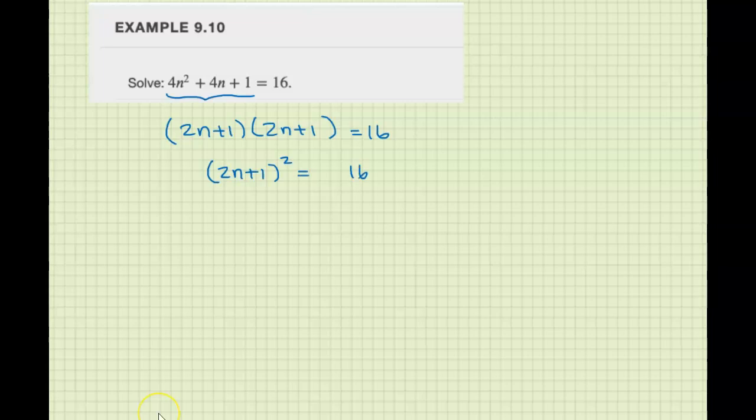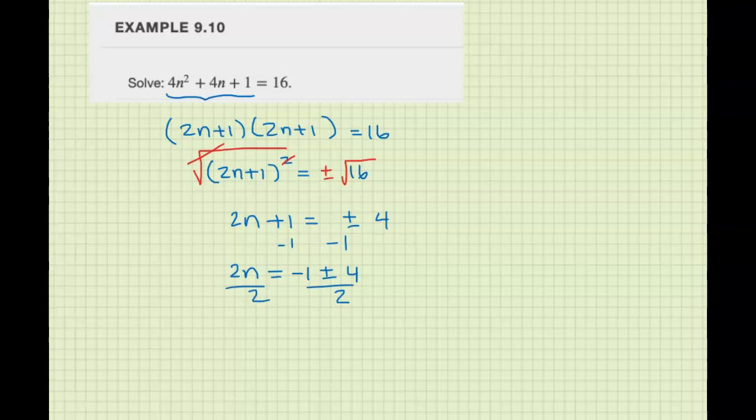All right, so we're going to take the square root of this, equals plus or minus the square root of 16. Cancel out the square, and we get 2n plus 1 equals plus or minus 4. All right, so let's subtract 1 from both sides. We get 2n is negative 1 plus or minus 4, and divide by 2, so n equals negative 1 plus or minus 4 over 2.